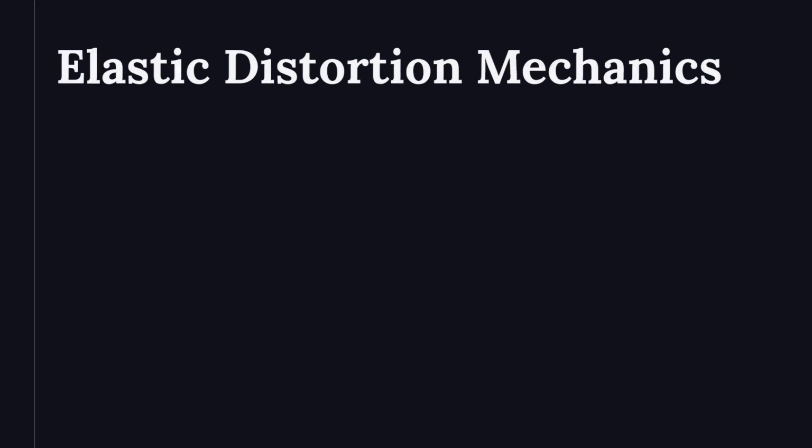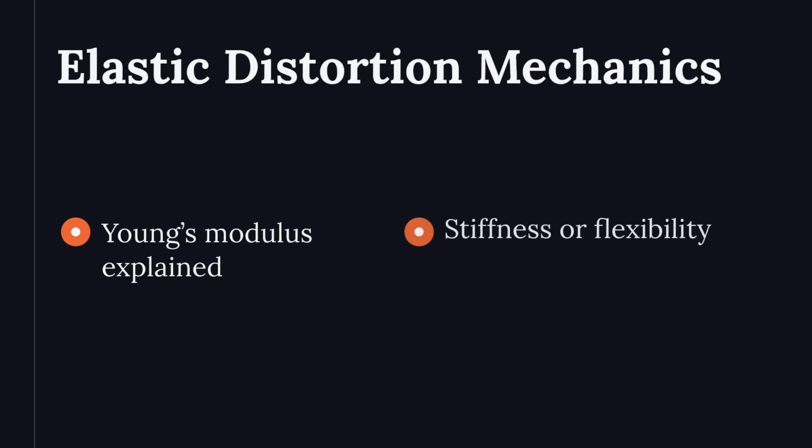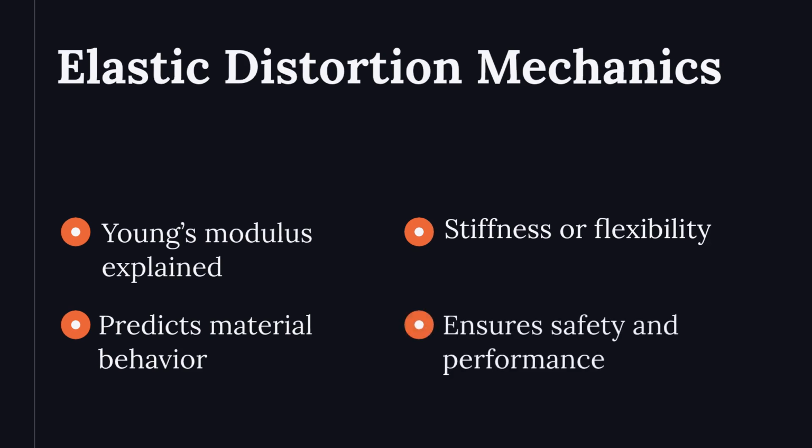Elastic distortion occurs before plastic deformation. Young's modulus describes elastic distortion for a given stress. It indicates how stiff or flexible a material is. This helps in predicting material behavior under load. Engineers use this to ensure safety and performance.